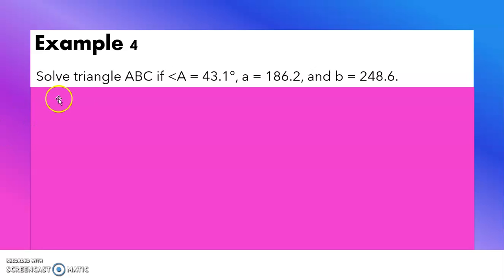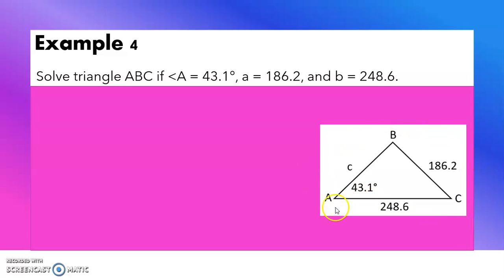In example 4, they want you to solve triangle ABC if angle A is 43.1 degrees, side A is 186.2, and side B is 248.6. So start off by drawing the triangle and trying to decide what you should solve for first.